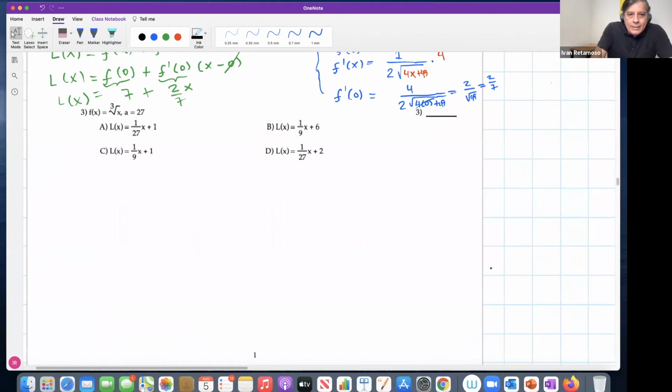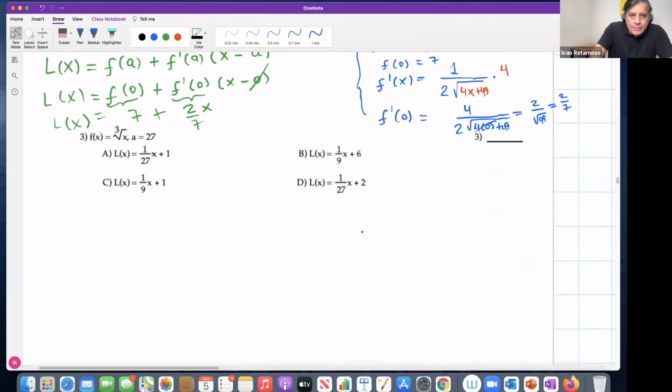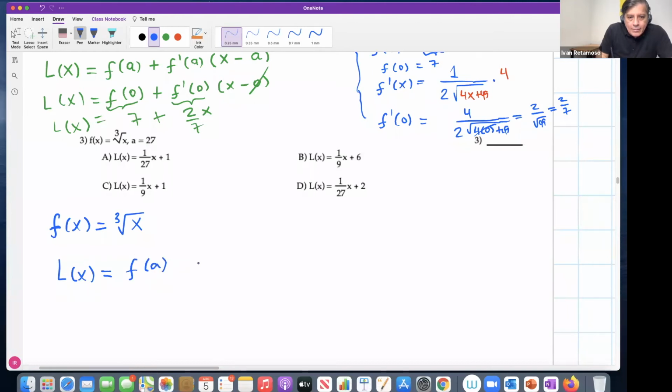They want the linearization of this function, right? So let's do that. f of x is equal to cube root of x. Find L of x equal f of a plus f prime of a times x minus a. They want this to be done at a equal 27, right? So you gotta try this.